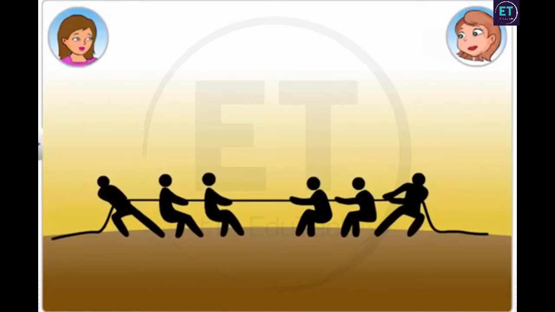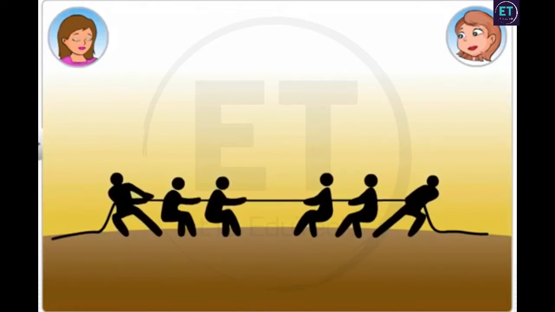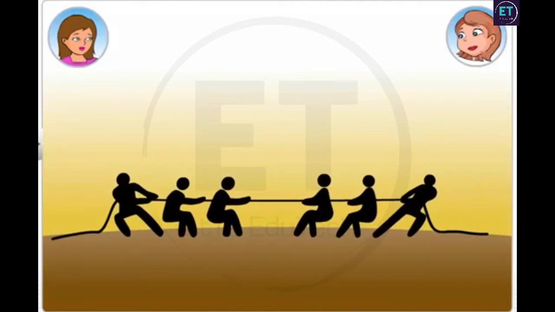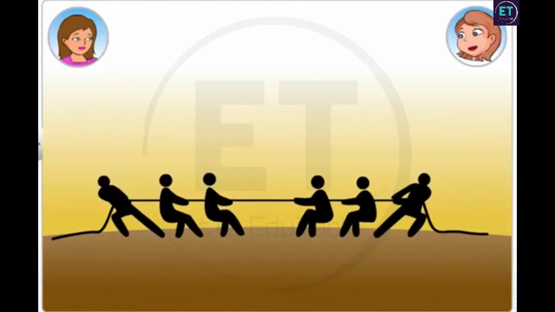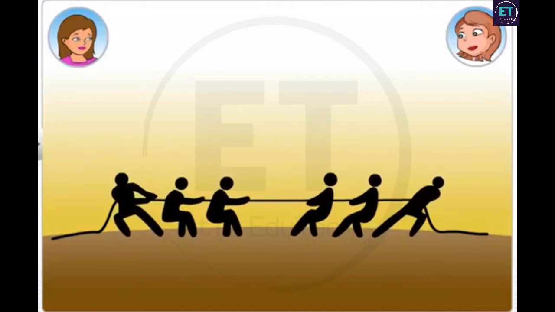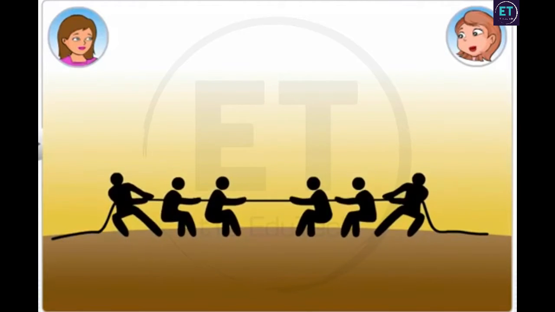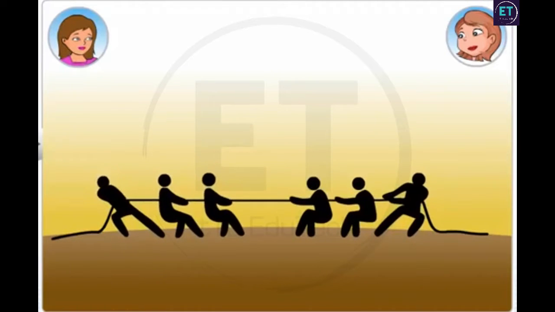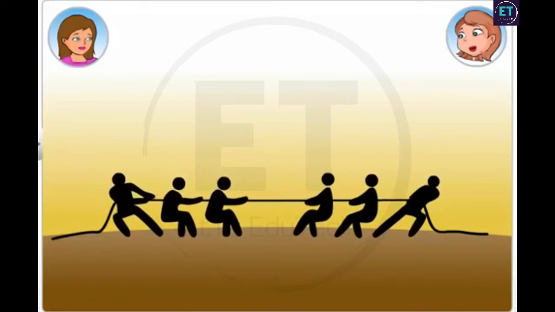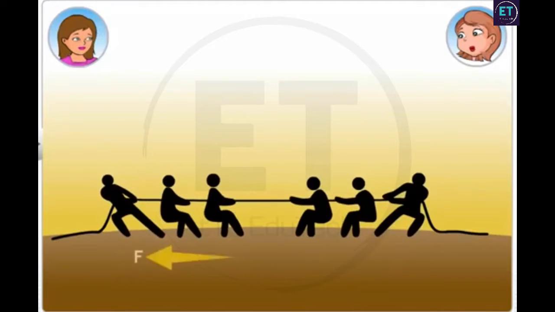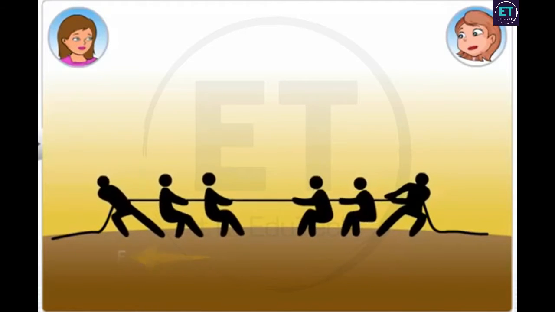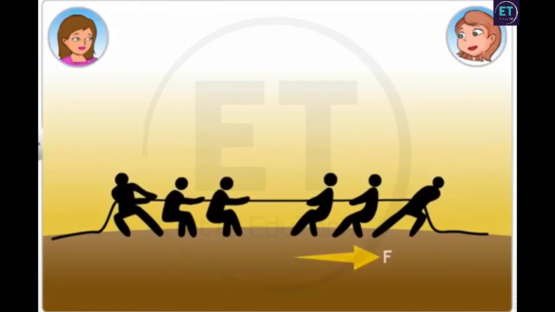Wow! They all seem to be applying a lot of force, but nothing is happening. How do you explain that? So far, you have seen effects of single forces in terms of pulling and pushing. But in real life, there are often multiple forces acting on a body simultaneously. For example, in this case, there are an equal number of people on both sides. So, the force applied on one side of the rope is being counteracted by the force applied by the other side of the rope. That is, the force on both sides is balanced.